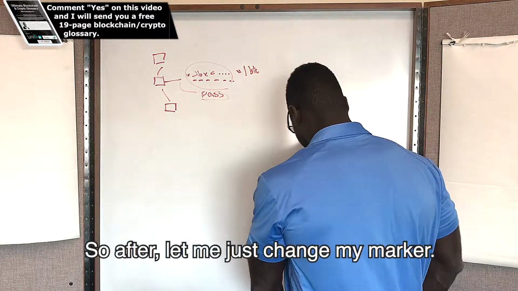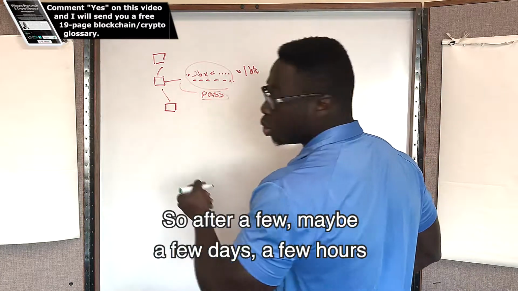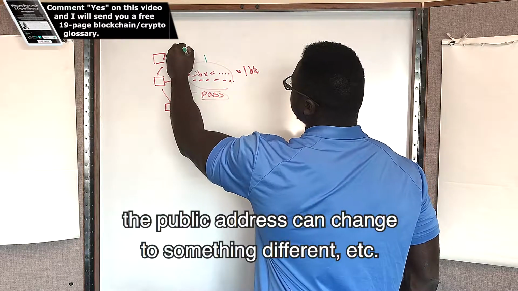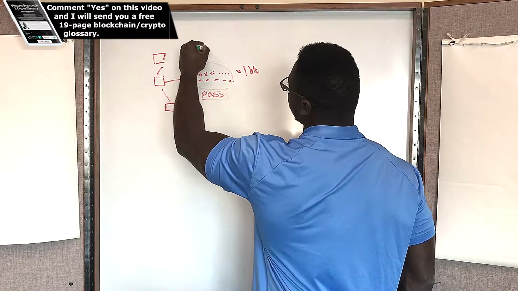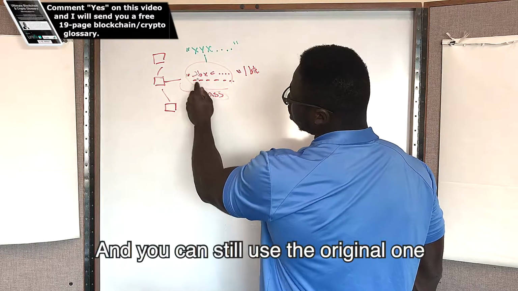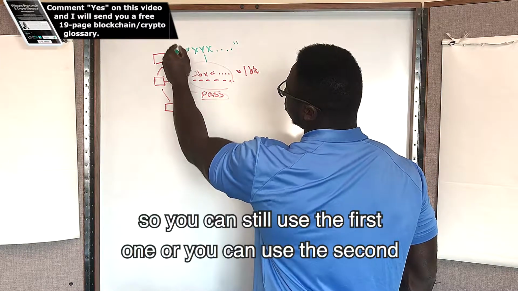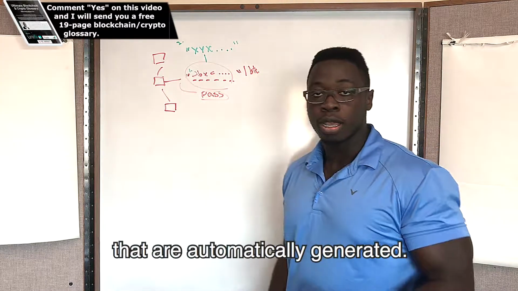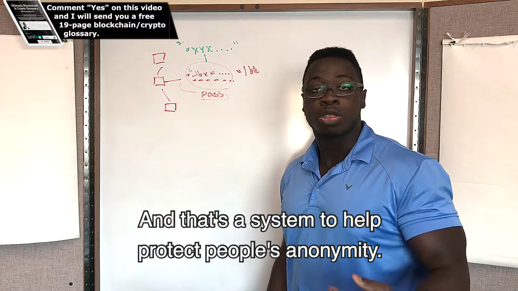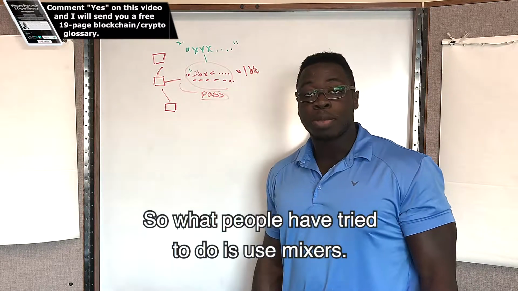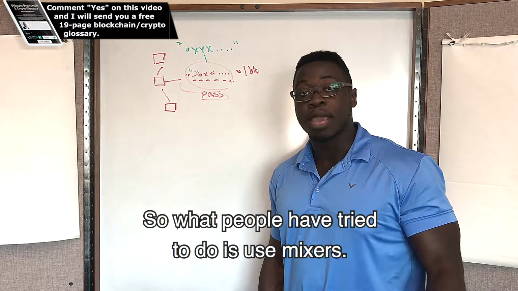So after maybe a few days, a few hours, the public address can change to something different, etc. And you can still use the original one, so you can still use the first one, or you can use the second one, and you can use a bunch of new ones that are automatically generated. And that's a system to help protect people's anonymity, but it's a bit slow. So what people have tried to do is use mixers.